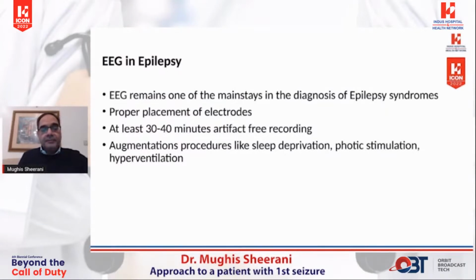EEGs are also very specialized tests. They require specialized training of technologists, about 1 or 2 years of training, to put the electrodes in the right place and to do the EEG right. So it has to be in a setup where the EEG technologist is trained. Then the chances of getting some information from the EEG become more favorable. Otherwise, if the EEG is not done right, there are several artifacts and abnormalities that can be misinterpreted by the EEGer.